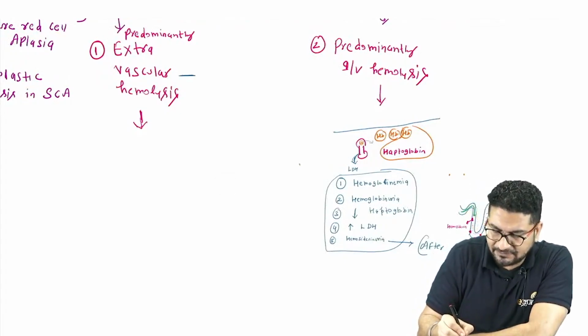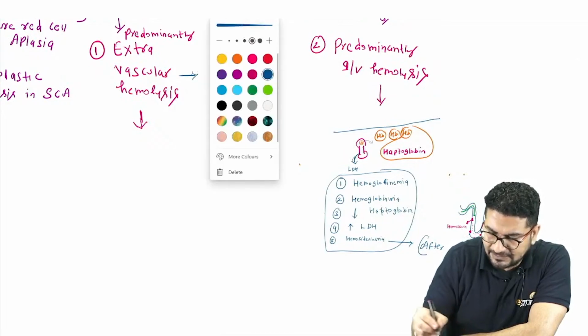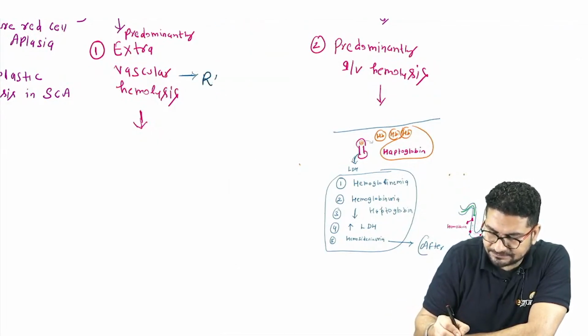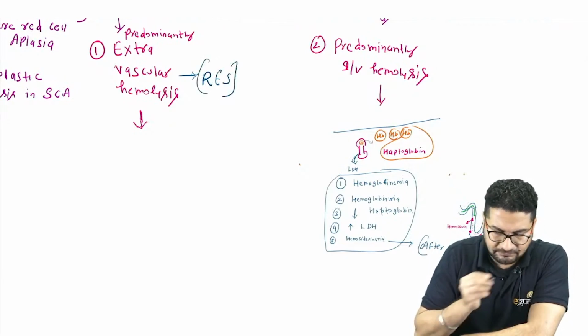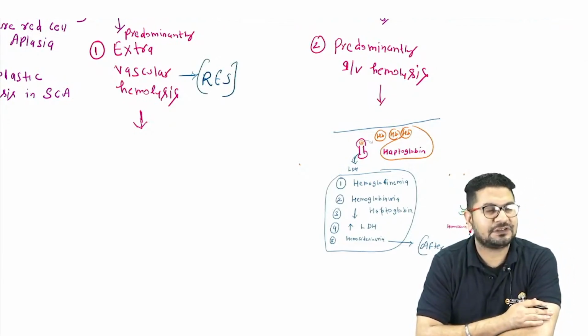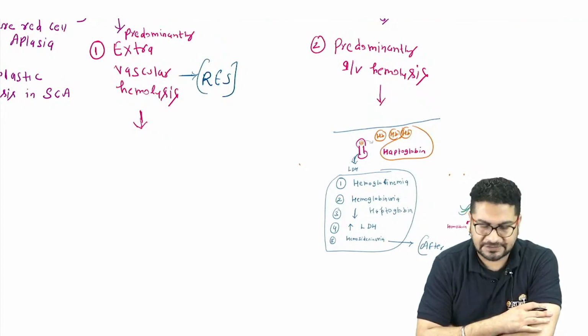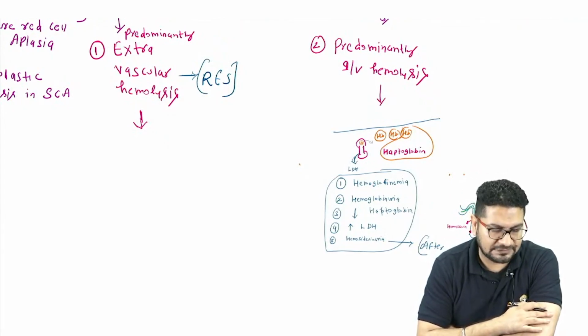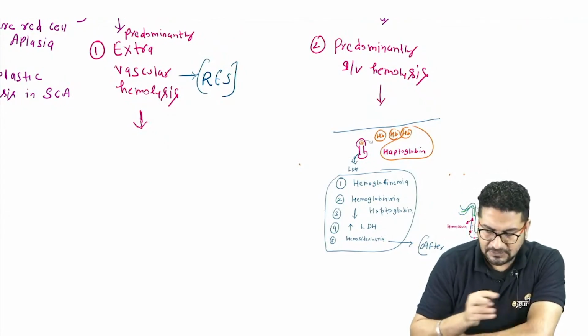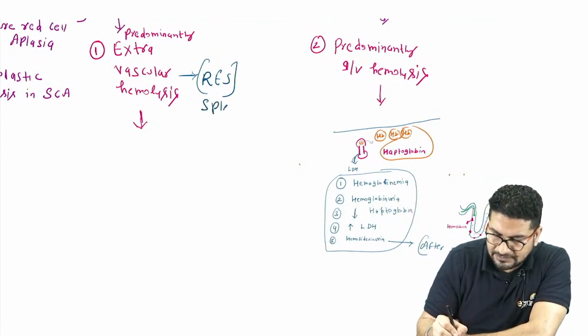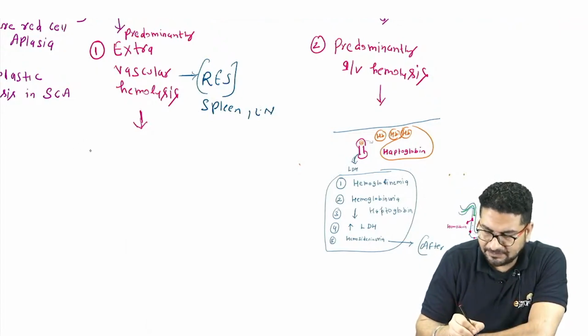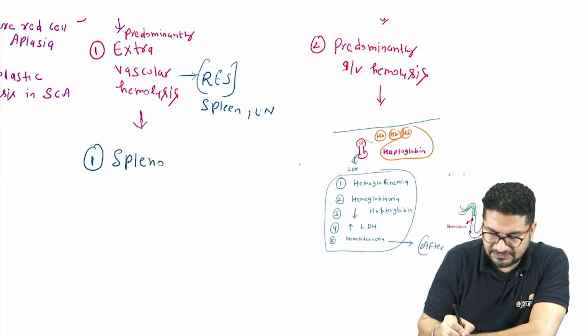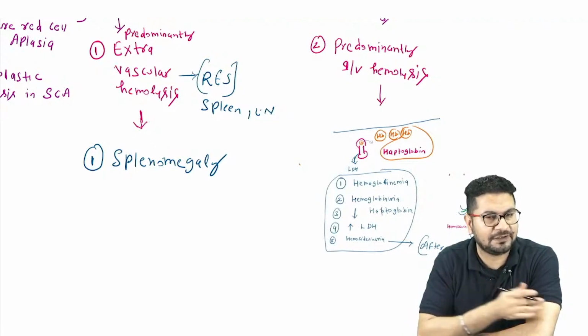If I say RBCs are dying outside the vessel, outside the vessel means where? Outside the vessels means they are dying in the reticuloendothelial system. Reticuloendothelial system means your spleen, lymph node, right? They are dying in the spleen, they are dying in the lymph node. If RBCs are dying in the spleen, sometimes you will see a patient with anemia can develop splenomegaly because more RBCs are going to the spleen, so the spleen will enlarge.